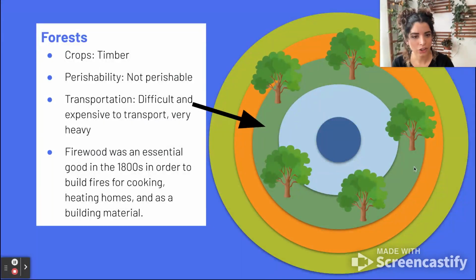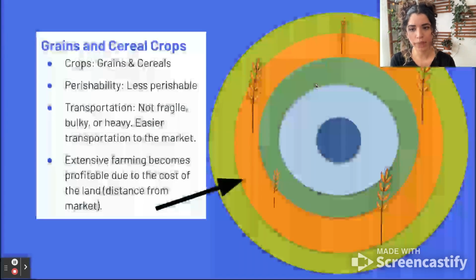Then for the next concentric ring, we have timber. So this is like a ring of forest. These are not perishable. However, because of the transportation of it being difficult and expensive, because of the weight, right? When you knock down a tree, even if you chop it up, transporting all that wood is expensive. So firewood was absolutely essential in the 1800s for fires for cooking, for heat, and also to build things. So that's why this is next, right? Because of the weight and the cost of what it would take to transport it.